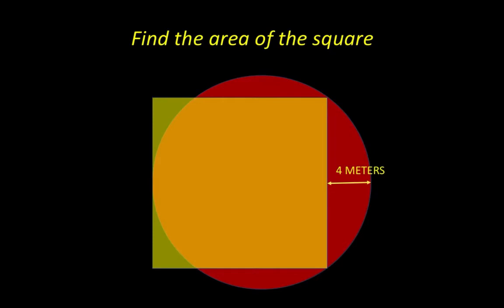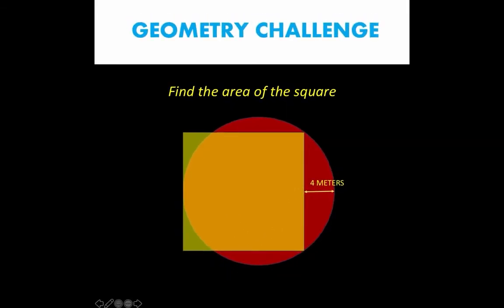What we have here is a circle and a square positioned as shown in the figure. The distance from the side of the square to the circle is 4 meters. The corner of the square and the circle intersect at only one point. The same thing here. The point of intersection is only one point. At the left side, the side of the square and the circle also intersect at only one point. Find the area of this square. You can pause the video and see if you can answer this geometry challenge.